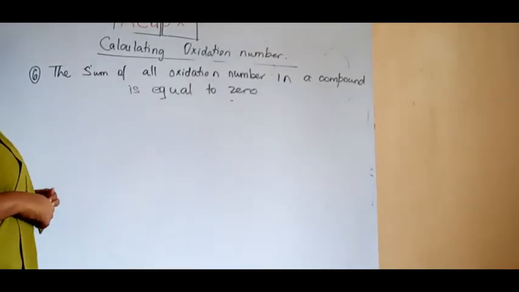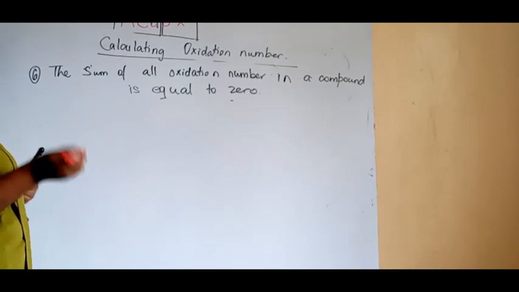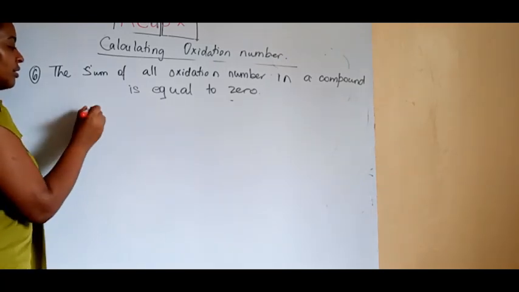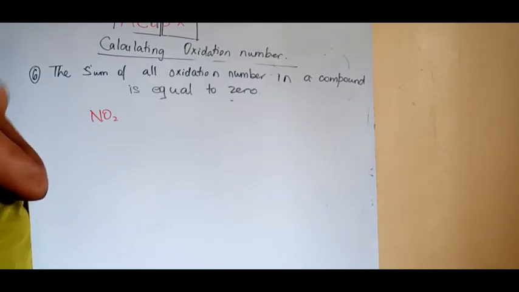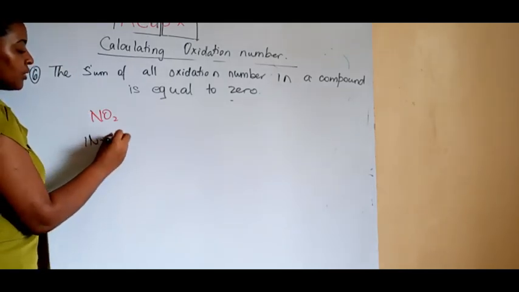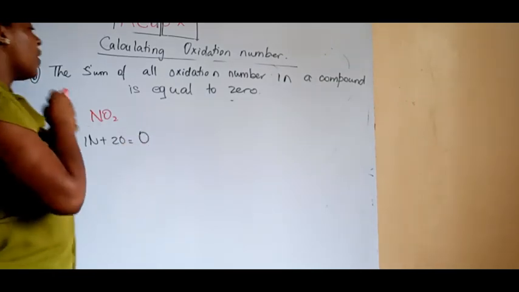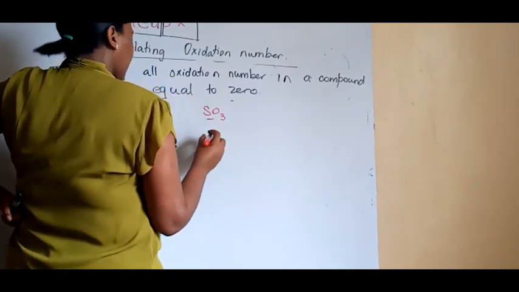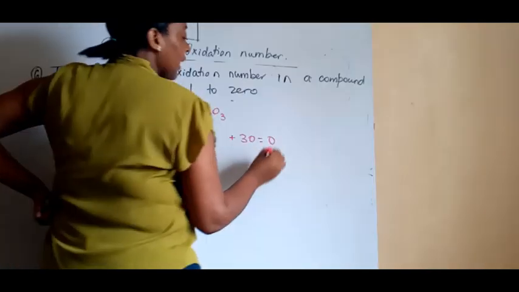Last rule. So we're at the last rule. The last rule says the sum of all the oxidation numbers in a compound is equal to 0. Remember, a compound has no charge. In this scenario where we have NO2, when we add the oxidation number of 1 N plus 2 oxygen, the sum is going to be equal to 0. When we have sulfur trioxide, when we add 1 S plus 3 oxygen, we're going to get 0.